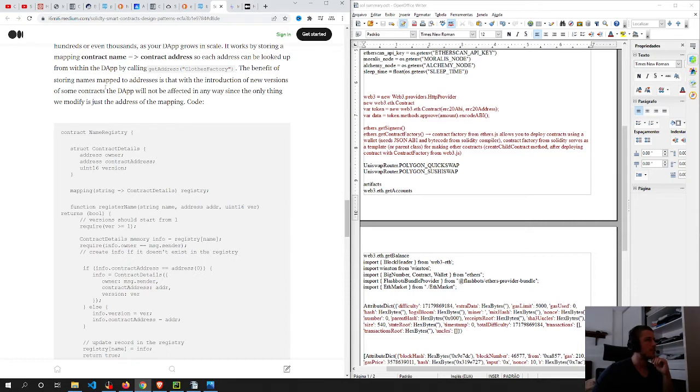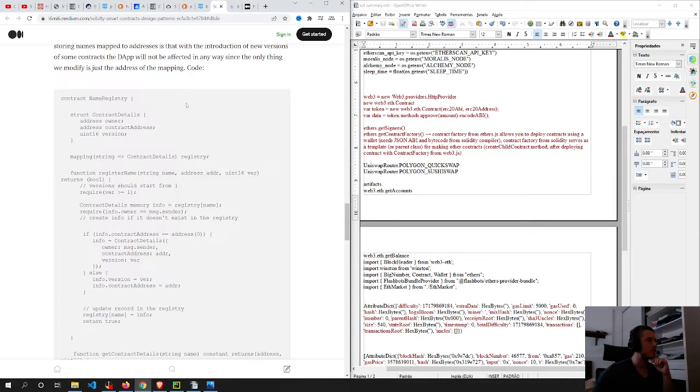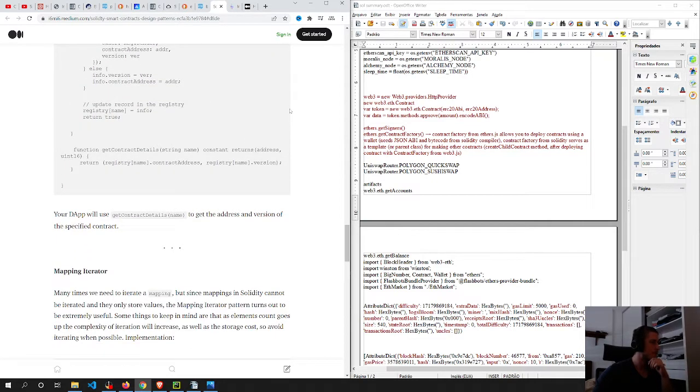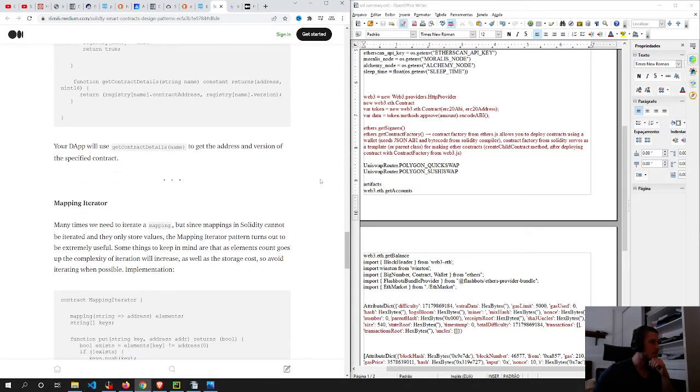The benefit of storing names mapped to addresses is that with the introduction of new versions of some contracts, the app will not be affected in any way, since the only thing we modify is just the address in the mapping. Our app will use get contract details name to get the address and the version of the specified contract.